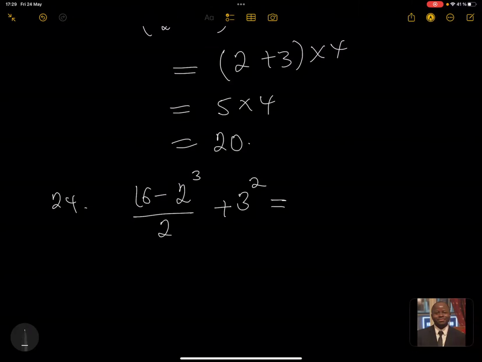So we move on here. Now look at this problem. You have 16 minus 2 to the power 2 divided by 2 plus 3 squared. In this case, we deal with exponent first, because you can see the operations. You have subtraction here, you have exponent here.